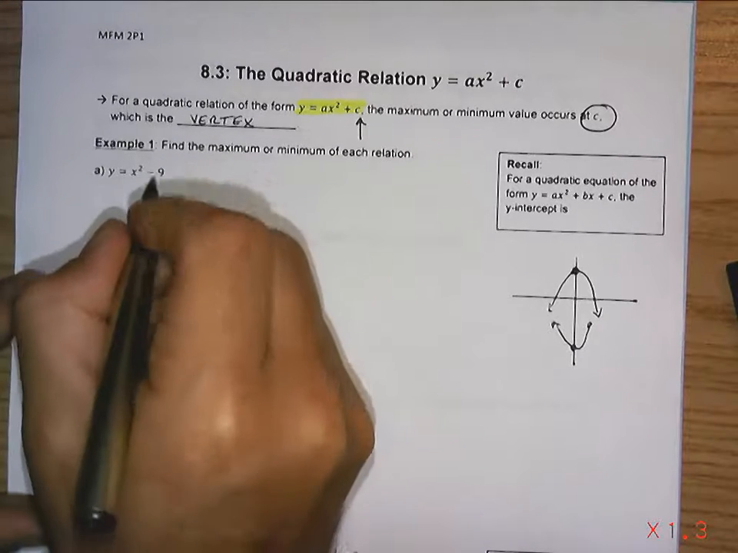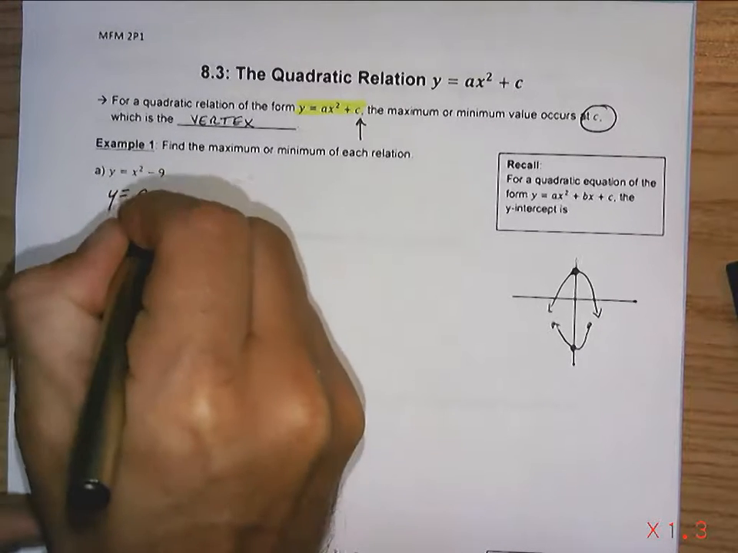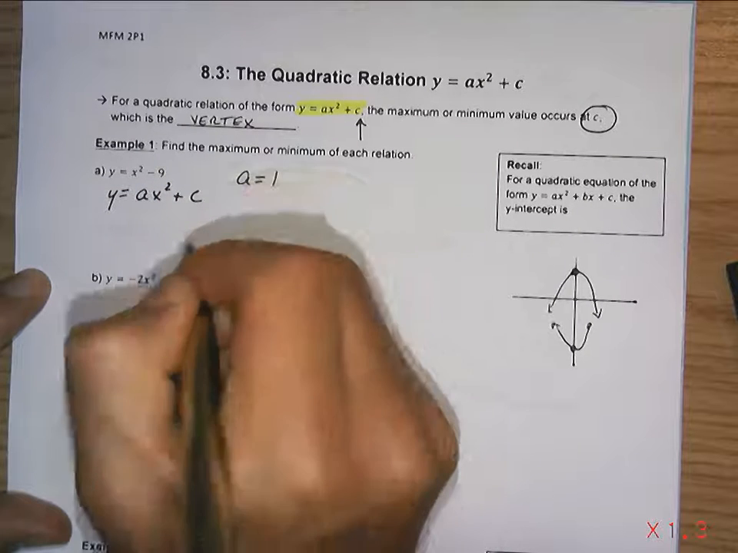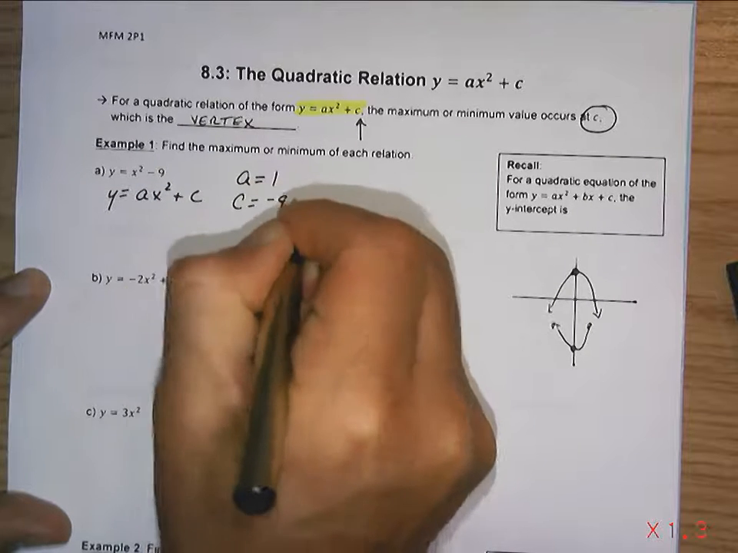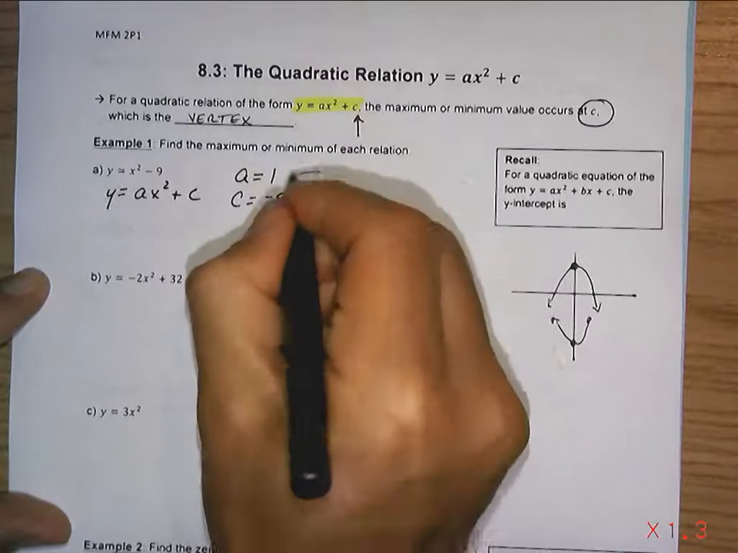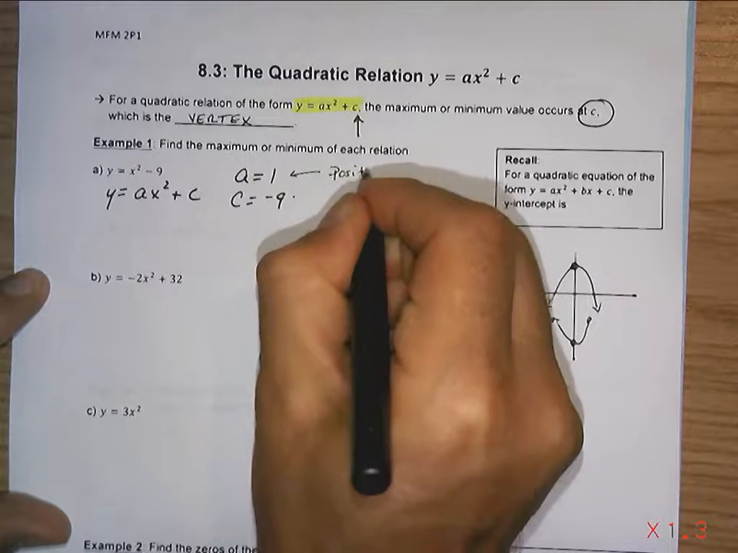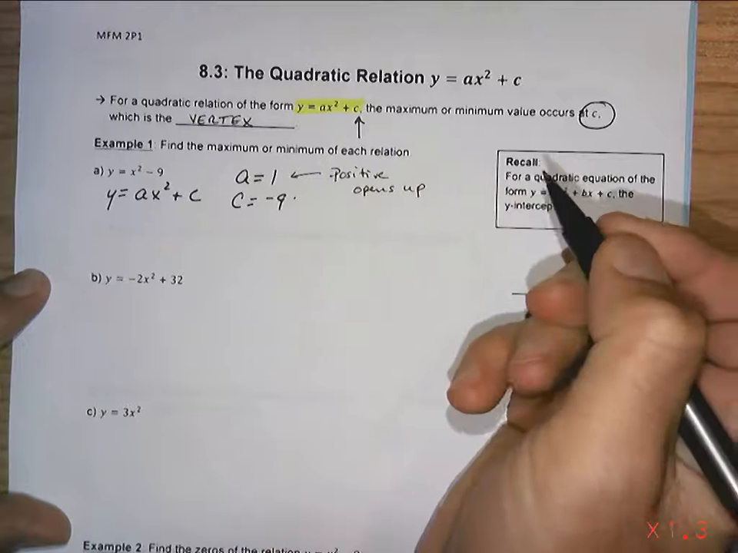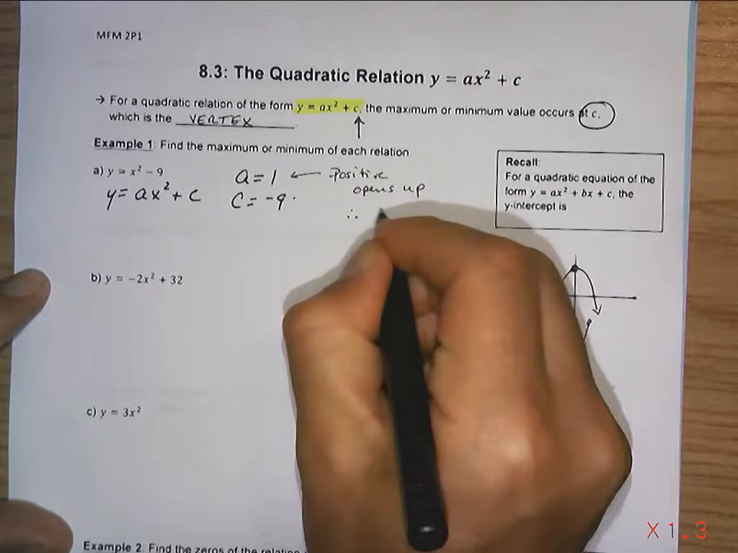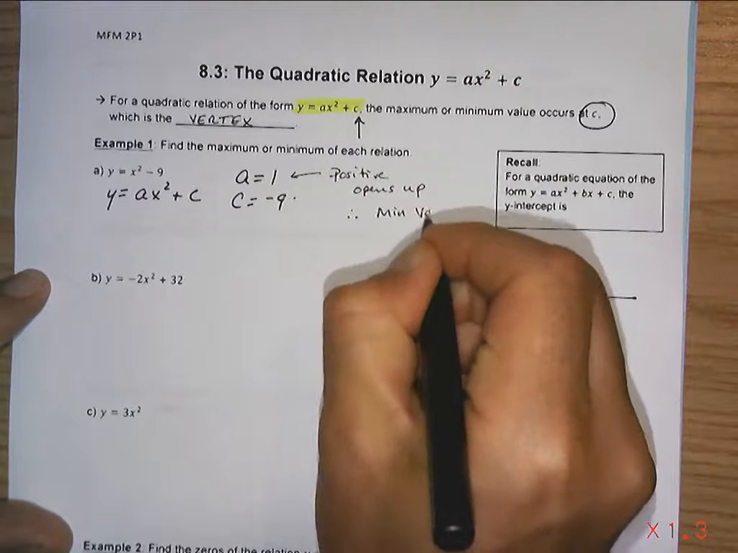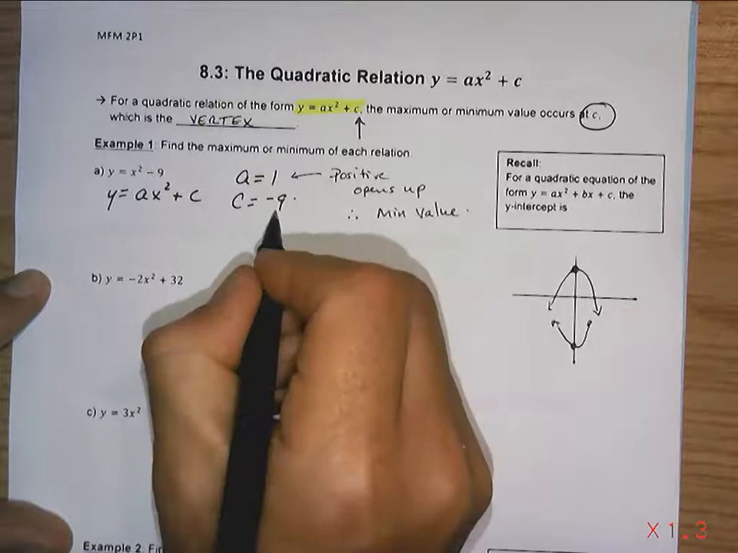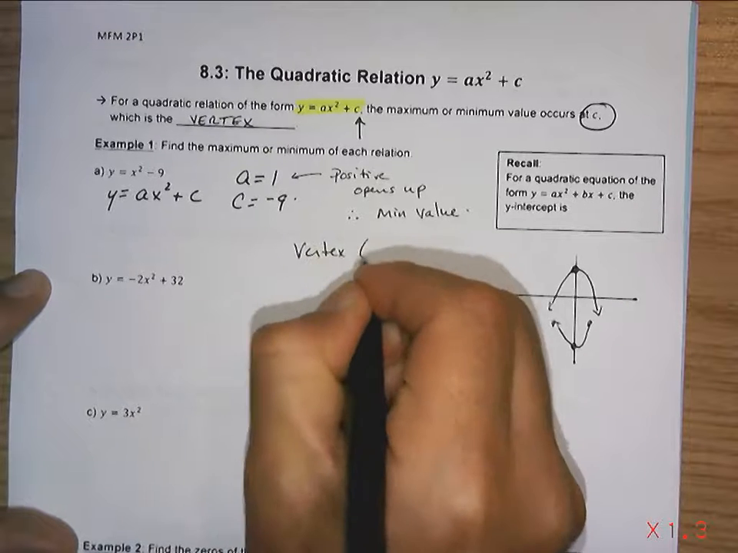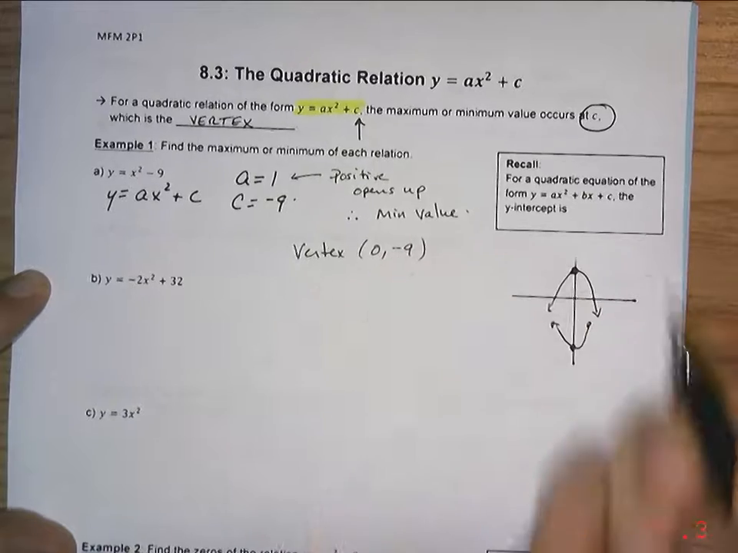Okay, so number one, find the maximum or minimum of each relation. Well, what we know from looking at this is y equals ax squared plus c. So in this case, a equals positive 1, and c equals negative 9. Since a is positive, it opens up, and if it opens up, therefore it's going to have a minimum. That minimum value is going to be at c equals negative 9. So it's going to have a vertex at (0, -9).